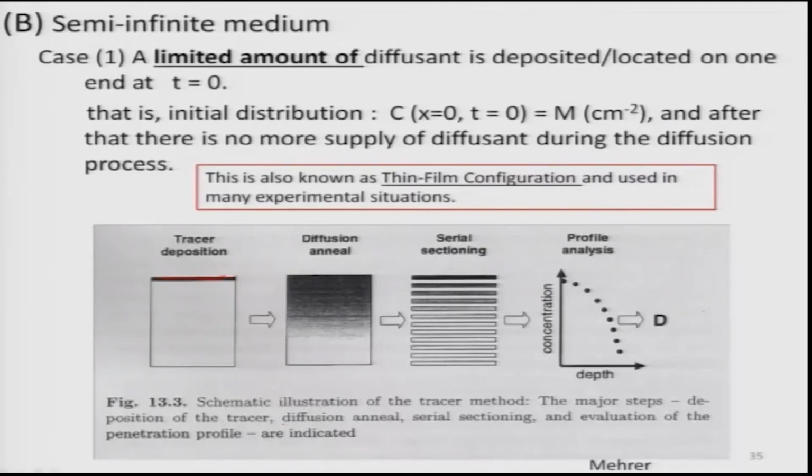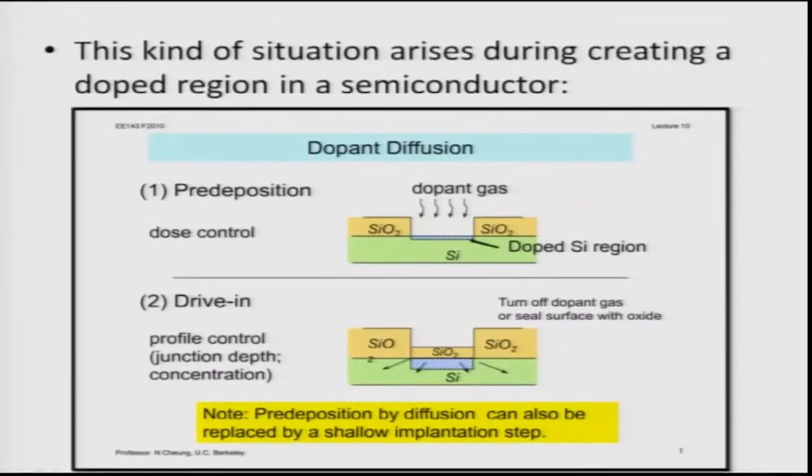Then we can actually do serial sectioning of that. We can cut small pieces like this, that is what is shown in the next picture, and then measure the composition of that in each of these pieces. If I measure the composition and plot it as a function of depth, I should see a change like this. That means it will be very high at x equal to 0, and at a distance x it will be low. Okay, so, therefore, this allows us to actually calculate or measure the diffusivity D. Okay, so, this is known as thin film diffusion. This kind of situation arises in many cases.